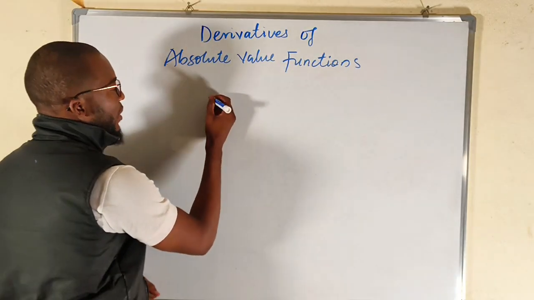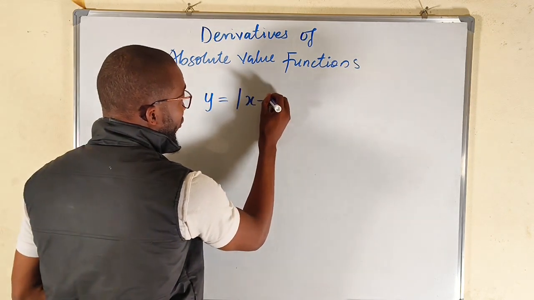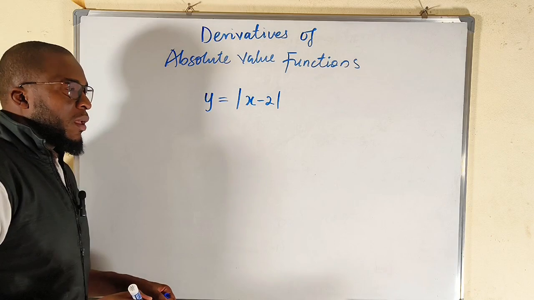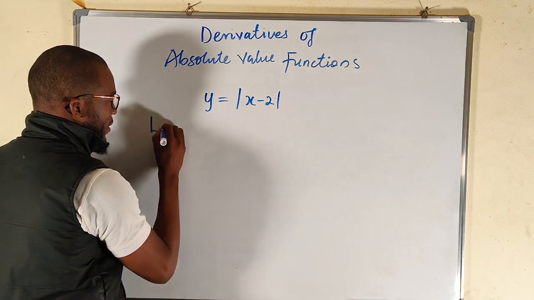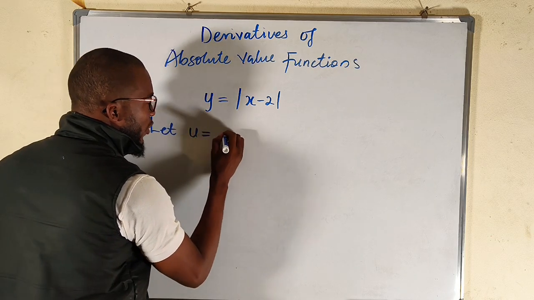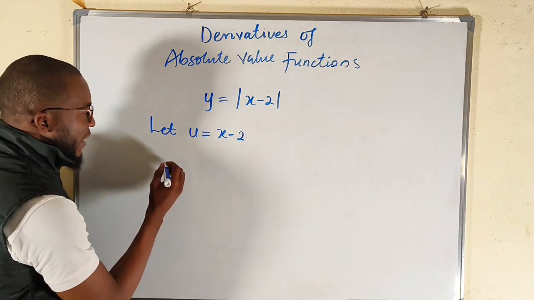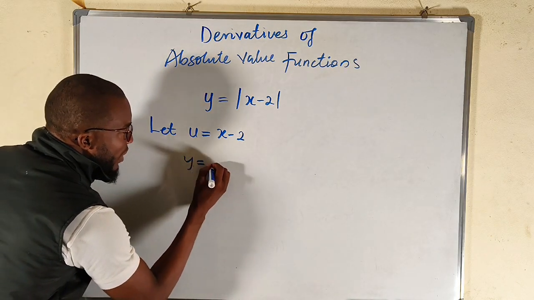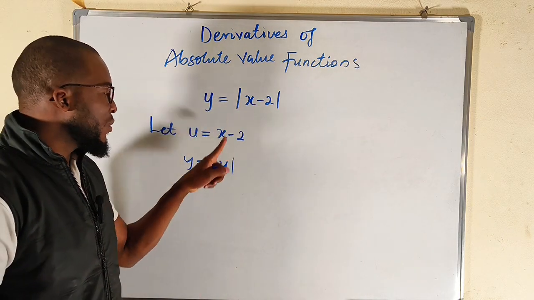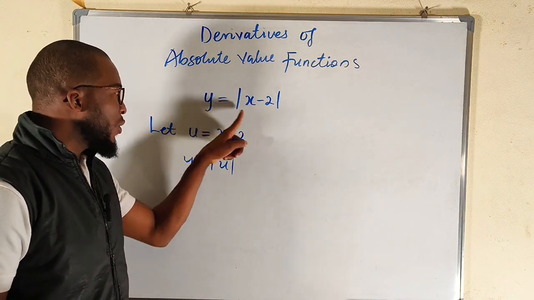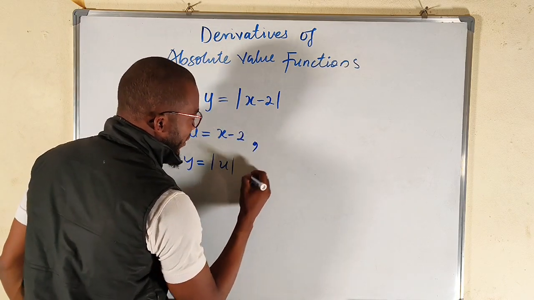Suppose we have a function y equal to the absolute value of x minus 2, for example. Let's do a kind of u substitution. Let u be equal to this x minus 2, such that our y will now be equal to the absolute value of u. Because I have let the whole of this be equal to u, therefore y will be the absolute value of u. So let's differentiate these two functions separately.